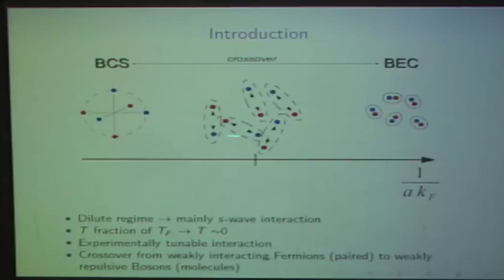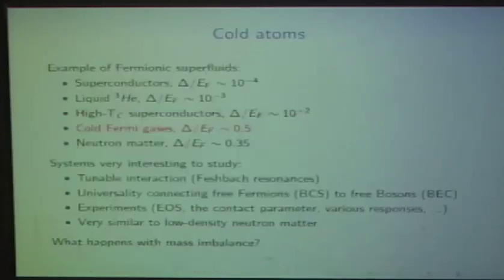Essentially, this crossover can be realized in experiments because the interaction is tunable by using Feshbach resonances. Then we can span the crossover, going from weakly interacting fermions in the BCS regime to weakly repulsive bosons of molecules. Okay, just to clarify, I'm interested in 3D, not in 2D.